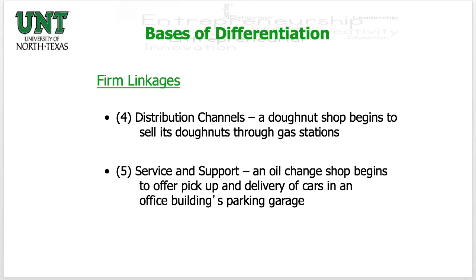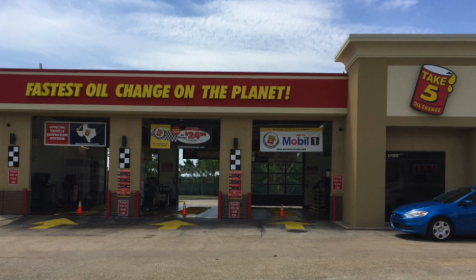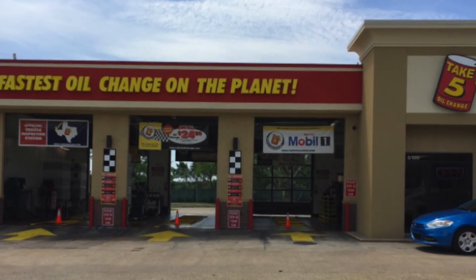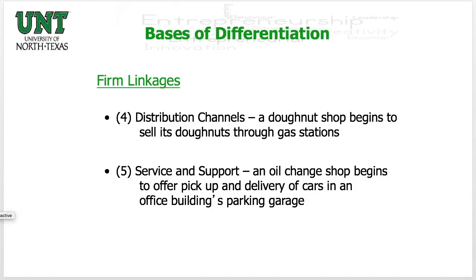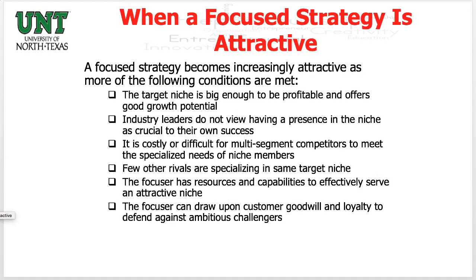Distribution channels is another way of being different. This is where you have a better distribution system than the competition. So think about Krispy Kreme that get their donuts into gas stations. It's a unique way of selling their products. Other companies like Shipley and Dunkin' Donuts aren't as strong in that area. And then service and support can be a basis of differentiation. This is offering a level that the competition doesn't. So if you have an oil change business and you're willing to come directly to your customer, that's a degree of service that the competition does not offer.